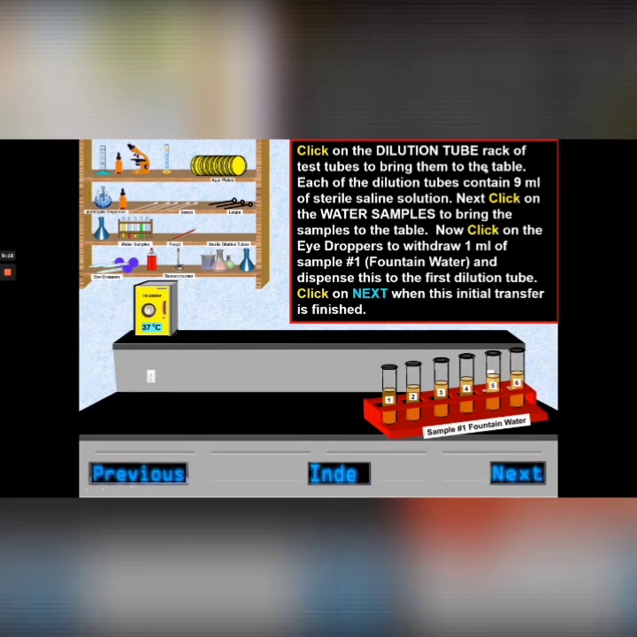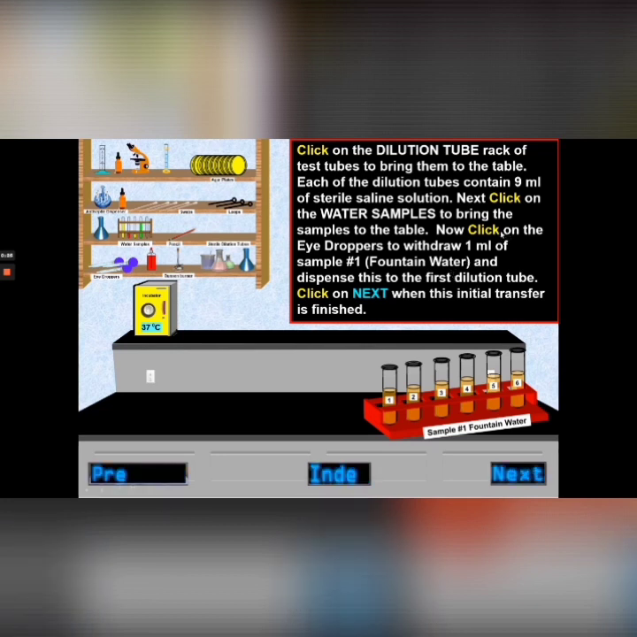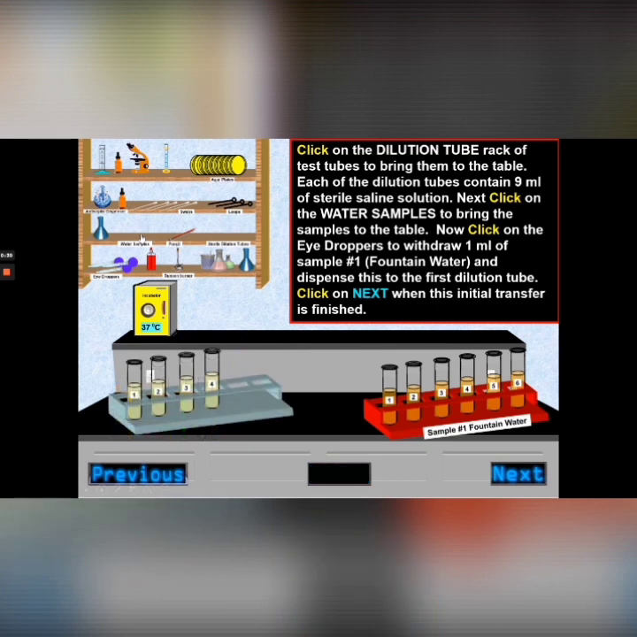We'll click the dilution tubes with a rack of test tubes to bring them to the table, and each dilution tube will contain around 9 ml of sterile saline solution. Then we will click on the water sample, then click on the eye dropper to withdraw about 1 ml of the sample.